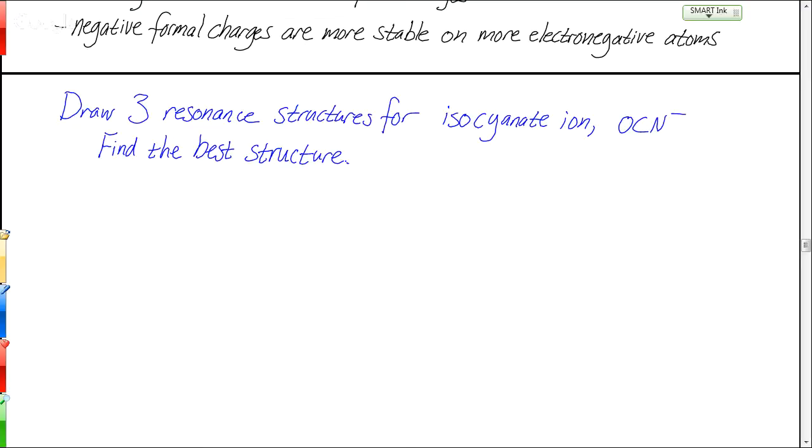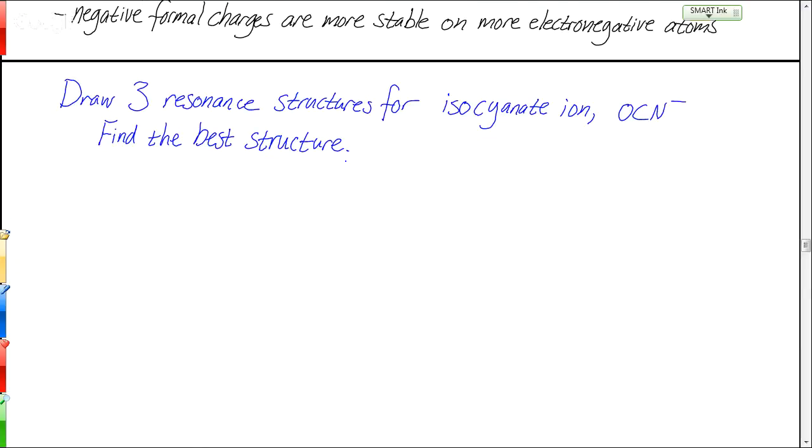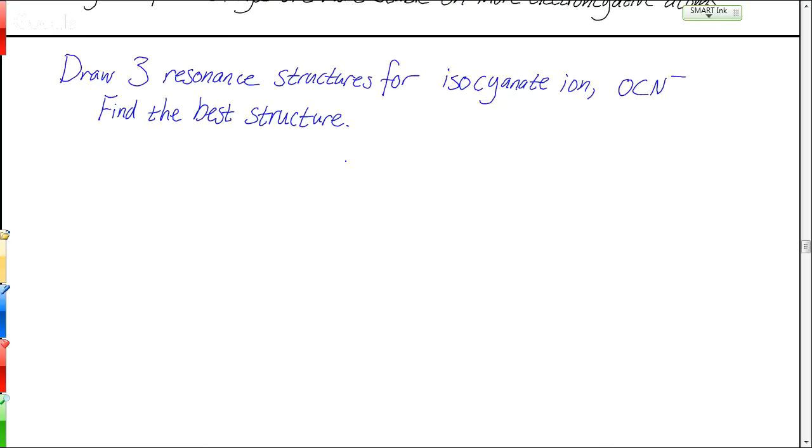All right, got some structures here. So yours might be in a different order, but I find these.